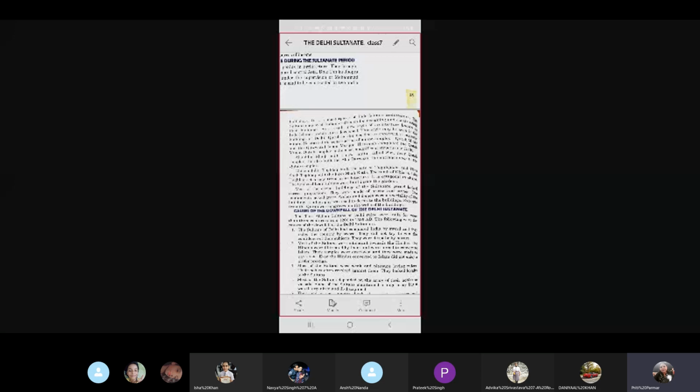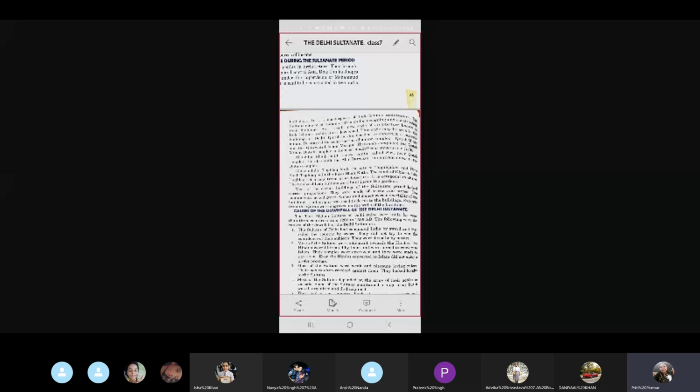Then calligraphy was used to decorate the buildings. Calligraphy, what does calligraphy mean? The art of writing beautifully. So most of the buildings were beautifully decorated with written work. That means the writings were made on the walls, especially excerpts from the Quran were engraved on the walls of the buildings. See, as I told you, the Urdu language was written in a very decorative way, in a calligraphic way. And they were used as a decoration engraved on the walls.